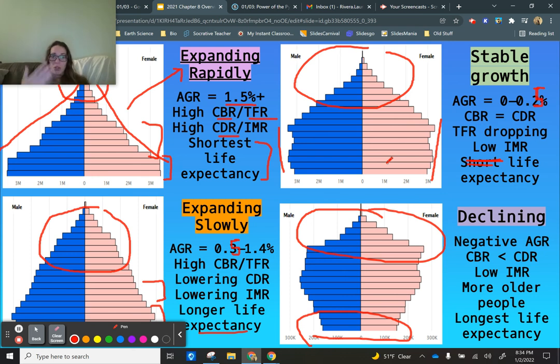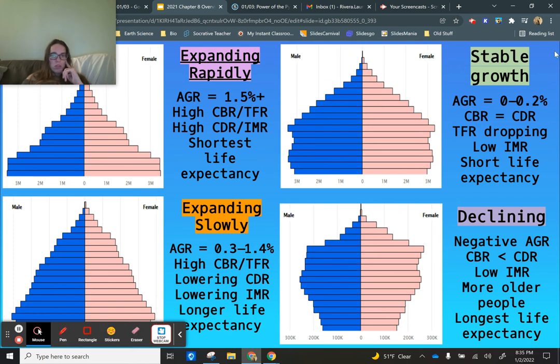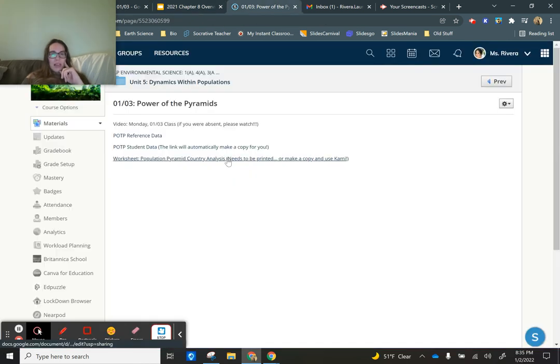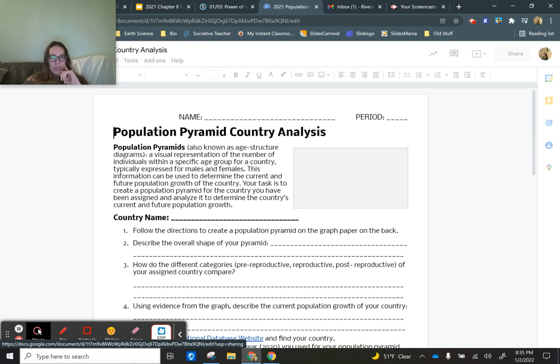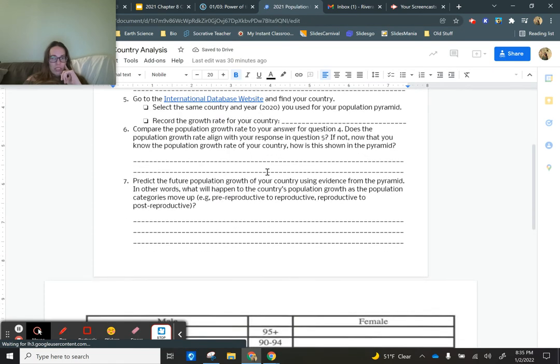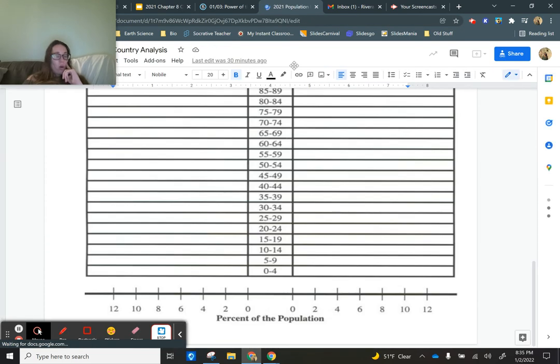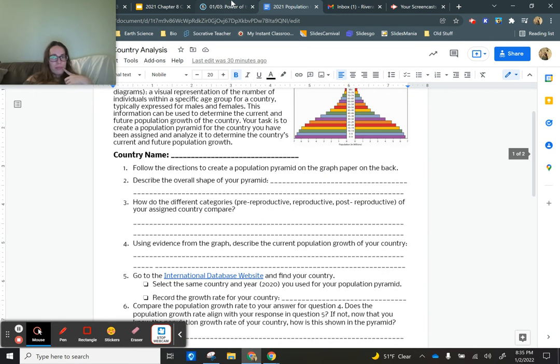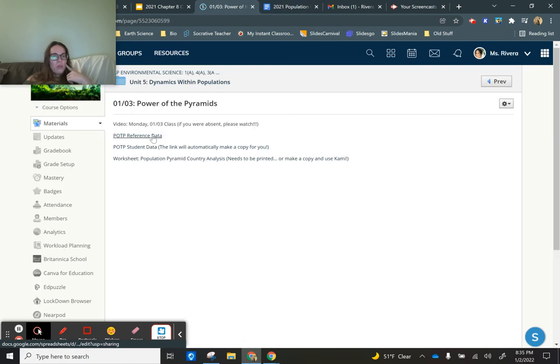Now, the best way for you to understand this is to practice this on your own. So here's what I want you to do. And remember, you can always go back and look at this. Everyone that's in class is going to get one of these right here. Everyone needs the worksheet. If you're doing this at home online, you can make a copy of this. And then you also need the reference data and the student data sheet.